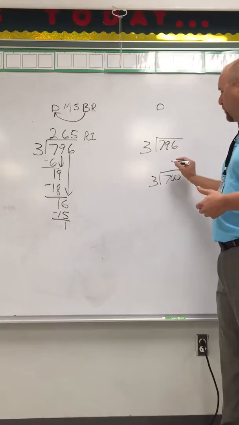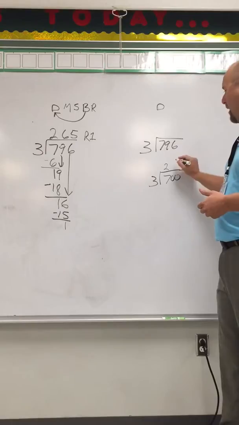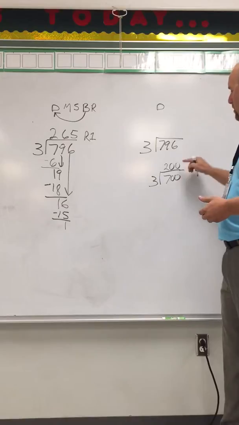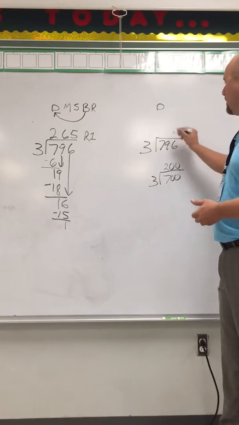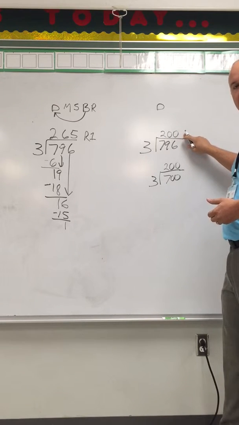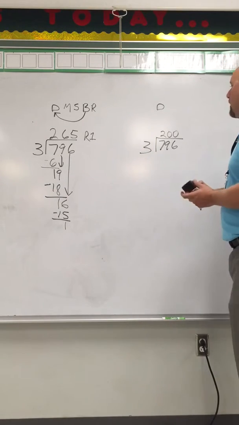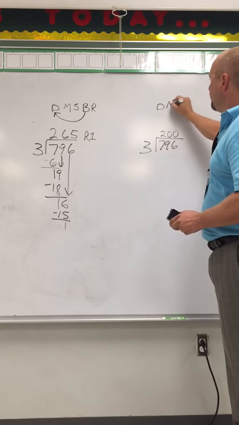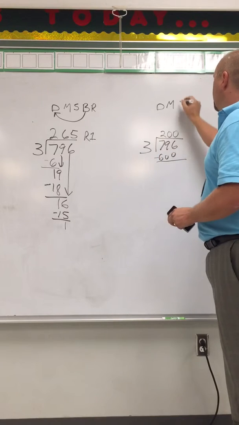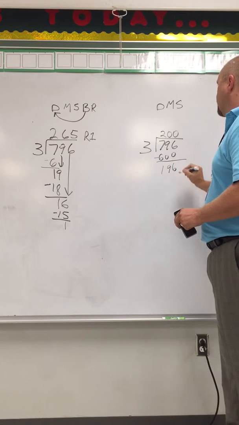And I need to get as close to that number as possible using a multiple of 10. So I know that 3 times 2 is 6, but since I'm trying to get to 700, I want to take 3 times 200, and that's going to equal 600. So I transfer this number to here. 200 is the first partial quotient of this division problem. Now the next step is to multiply. So 200 times 3 is 600. Then I do my subtraction. 796 minus 600 is 196.